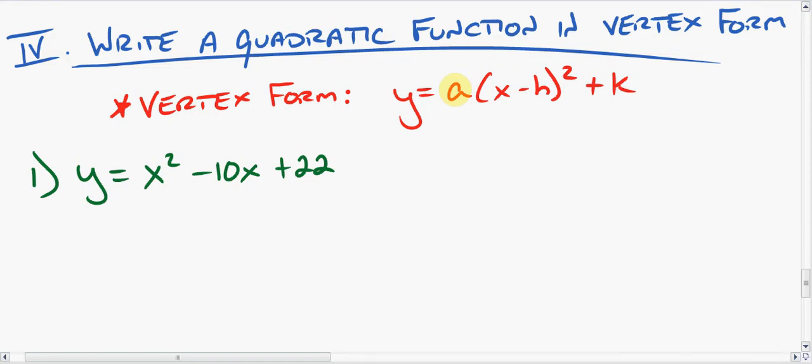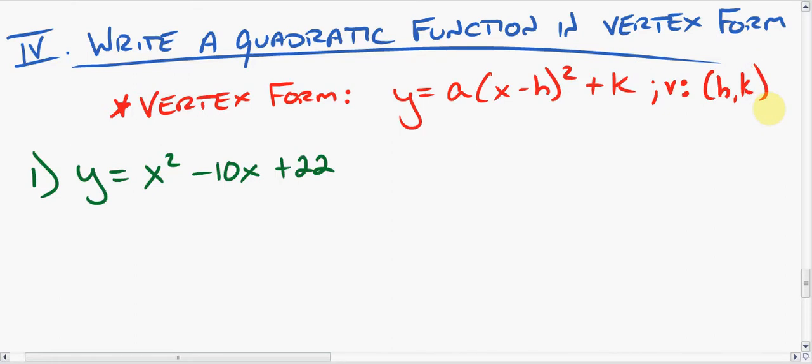This is section 4.7 part 4, and we're going to look at writing a quadratic function in vertex form. So a quick reminder of what vertex form is. We learned this when we were graphing quadratics. The vertex form is y equals a times the quantity x minus h squared plus k, where the vertex was h comma k.